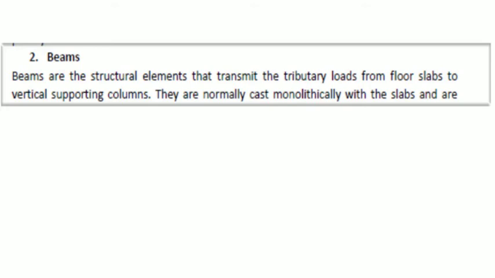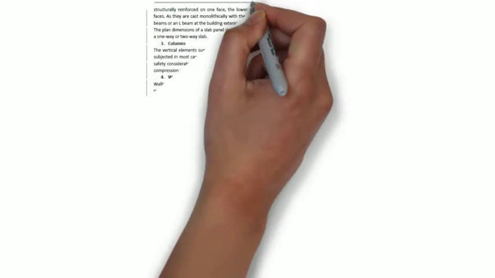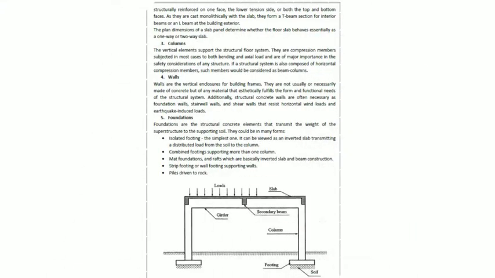2. Beams. Beams are the structural elements that transmit the tributary loads from floor slabs to vertical supporting columns. They are normally cast monolithically with the slabs and are structurally reinforced on one face, the lower tension side, or both the top and bottom faces. As they are cast monolithically with the slab, they form a T-beam section for interior beams or an L-beam at the building exterior. The planned dimensions of a slab panel determine whether the floor slab behaves essentially as a one-way or two-way slab.